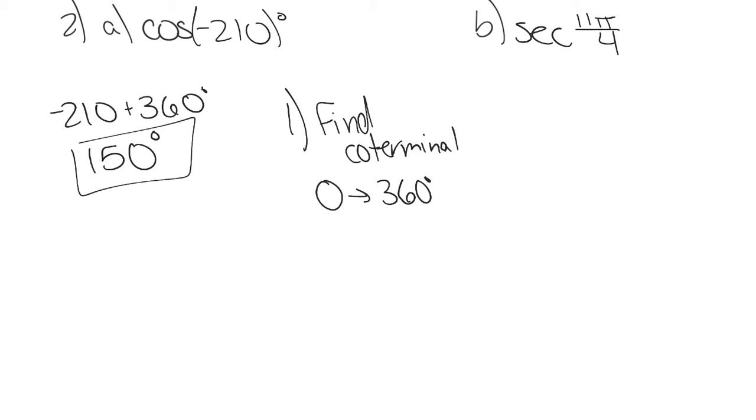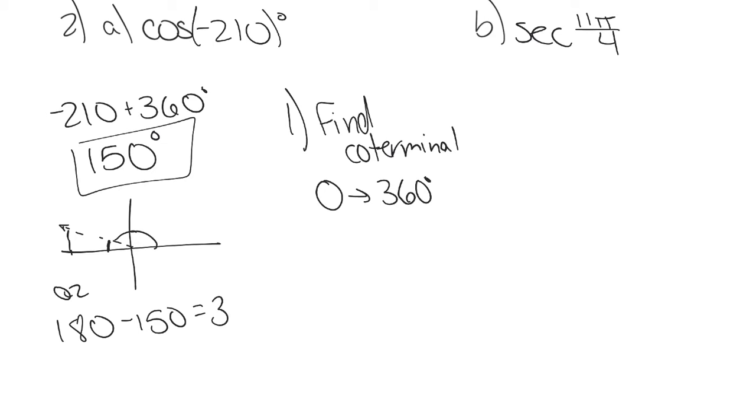Once we find that 150 degrees, I'm going to draw the angle. That's 90 plus another 60. That's right about there. So we need to figure out the reference angle for our triangle on the inside. And that reference angle is found by going 180 minus 150 because it's in quadrant 2. That gives us a reference of 30 degrees.